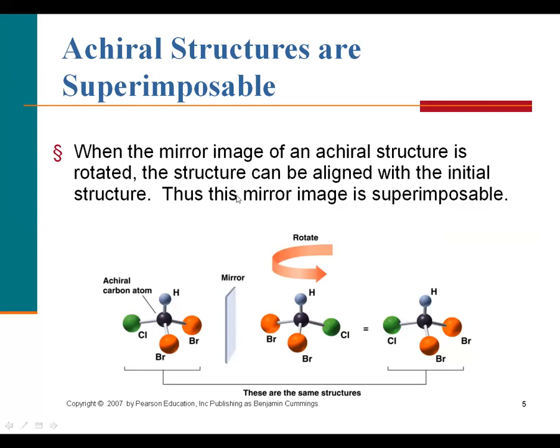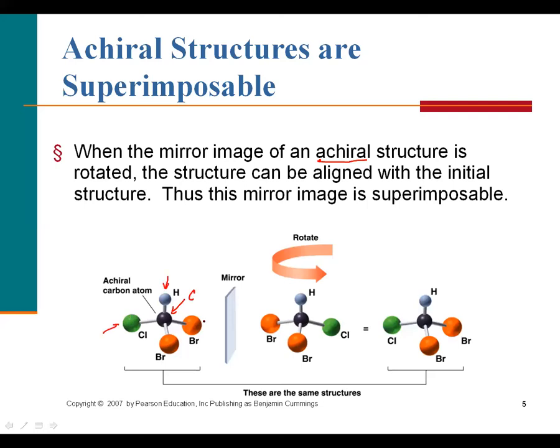So the opposite of a chiral molecule is an achiral molecule. An achiral molecule has a mirror image that you can take out of the mirror and superimpose on the original molecule. One way to identify an achiral molecule is to look at this carbon in the middle: it has a different group there, a different group there.